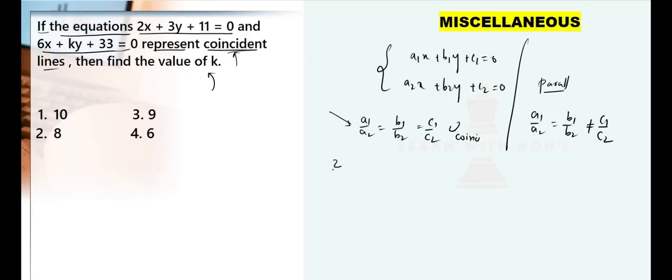a1 here is 2, a2 here is 6, b1 here is 3, b2 here is k, c1 here is 11 and c2 here is 33. Equate any two ratios. If I equate the first two ratios, 1 by 3 equals 3 by k. So we got k equals 9, option number 3.